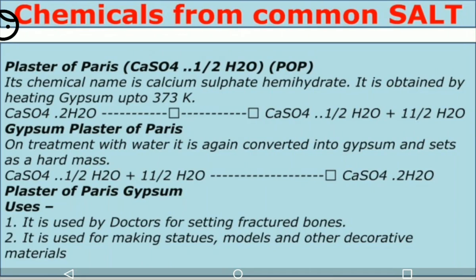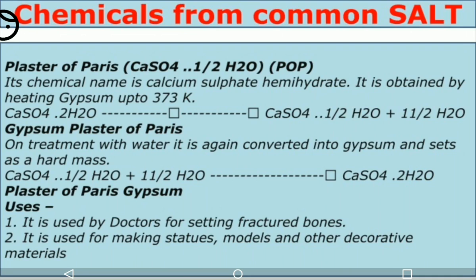Now we will see the preparation of plaster of Paris. Calcium sulfate hemihydrate: this half is for the water. It contains half a molecule of water, so it is called hemi. It is prepared by heating gypsum at 373 Kelvin in a kiln. What is the formula of gypsum? It is calcium sulfate two times H2O. So we heat this gypsum up to 373 Kelvin.